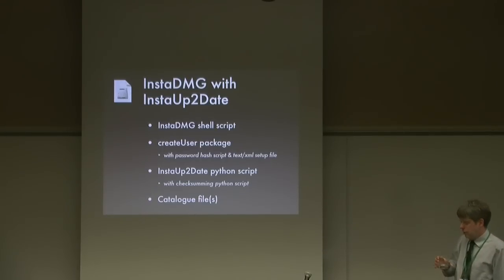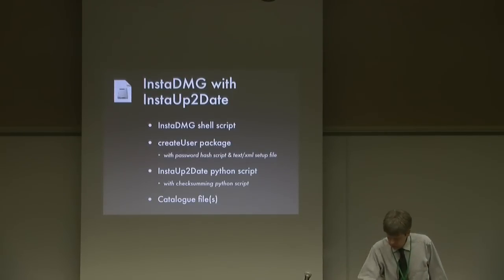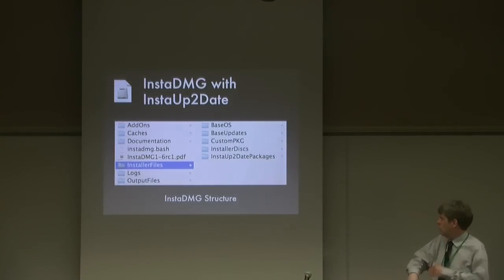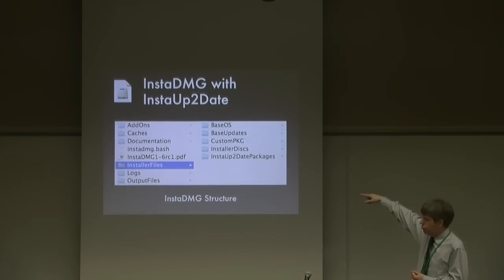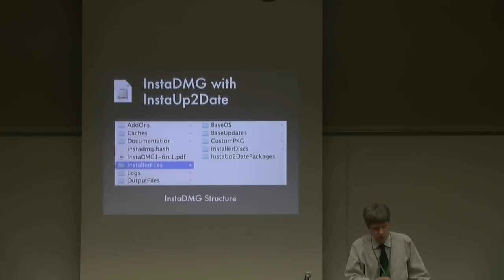InstaUpToDate is just, again, a script, a Python script. And it does checksumming as well, so that it knows that the packages have integrity. And then catalog files. And catalog files are the key to making some of the things automate very well. So this is what the file structure looks like in InstaImage. You've got a bunch in the root level, and in the installers, you simply have a base OS folder, a base updates folder, and a custom package folder. The last two are added by InstaUpToDate, but when InstaImage runs, it's just going to use the contents of those three folders. Some of them will have links out to other stuff.